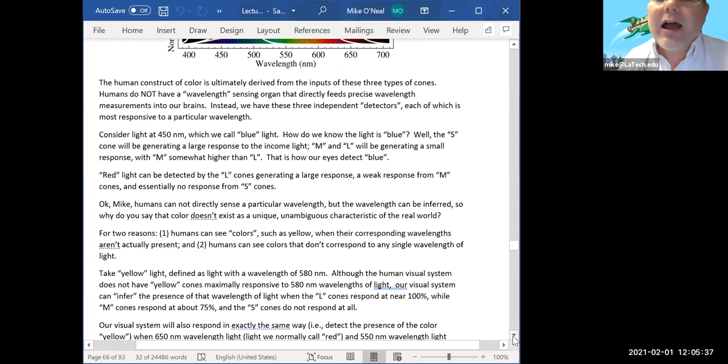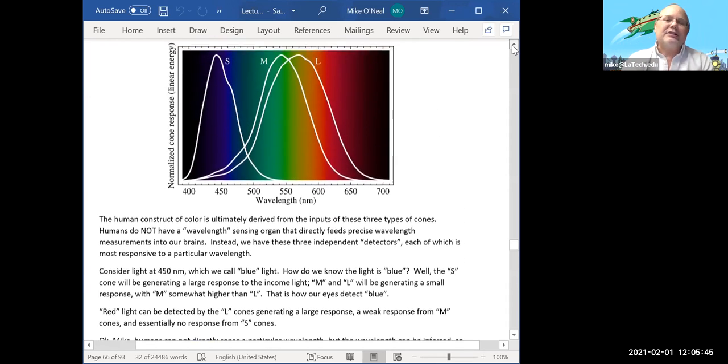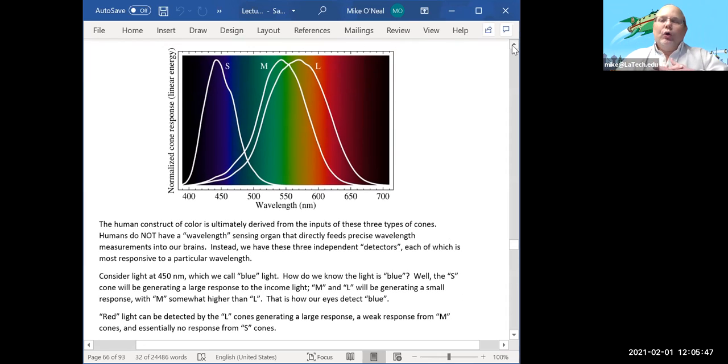So, how do you see color? Well, you have these three detectors. That's all you have is these three detectors. You don't have some kind of input sensor that somehow registers uniquely, oh, I am being exposed to the wavelength 580 nanometers. You don't got that, okay? That's not built in your biology.